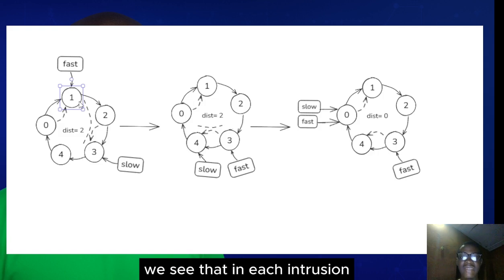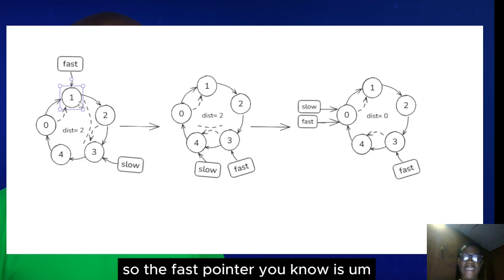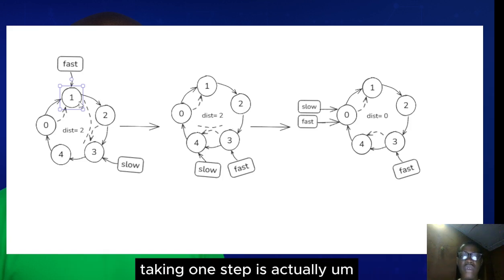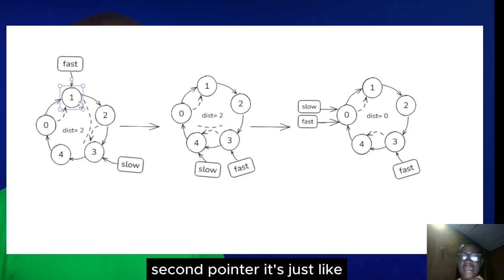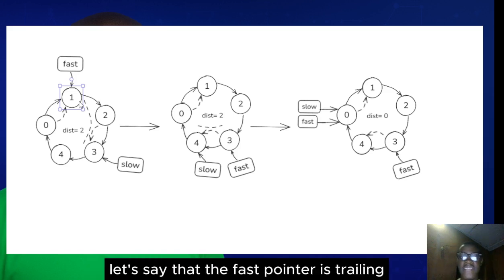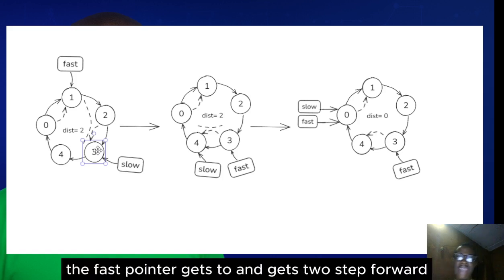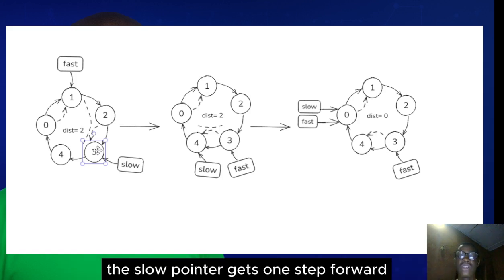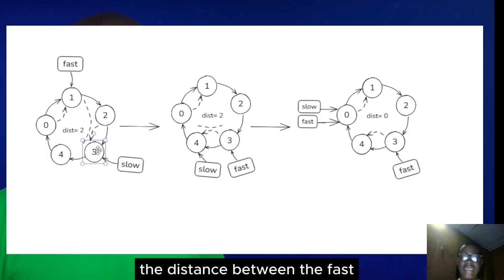Let us clarify why they met. We see that in each iteration, the fast pointer is moving 2 steps forward, while the slow pointer is moving 1 step forward. So for each step, the fast pointer is actually covering the distance of 1 node over the slow pointer. Let's say that the fast pointer is trailing the slow pointer, and the fast pointer is 2 steps away from the slow pointer. After 1 step, the fast pointer gets 2 steps forward, the slow pointer gets 1 step forward. So the distance between the fast pointer and the slow pointer now boils down to 1. You understand?